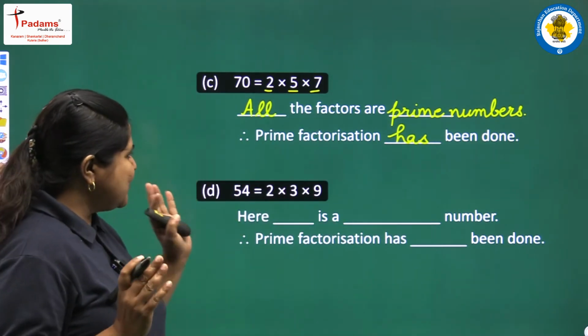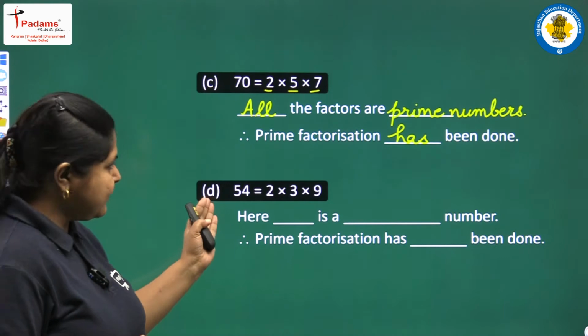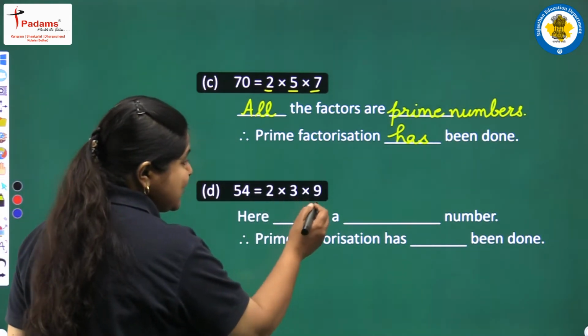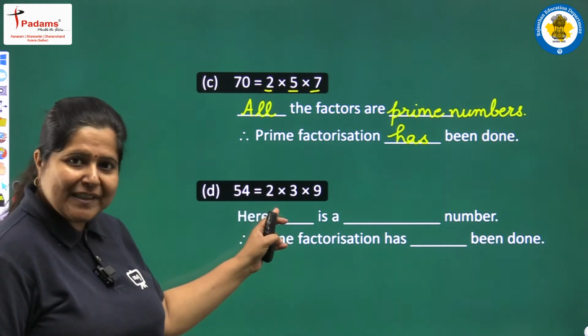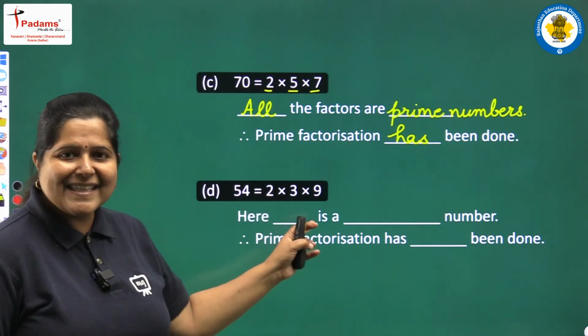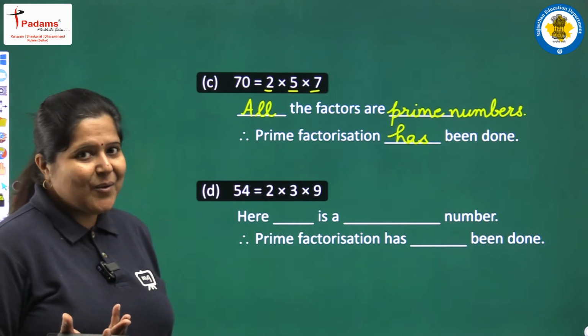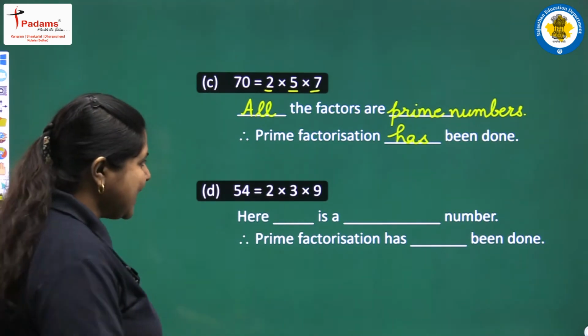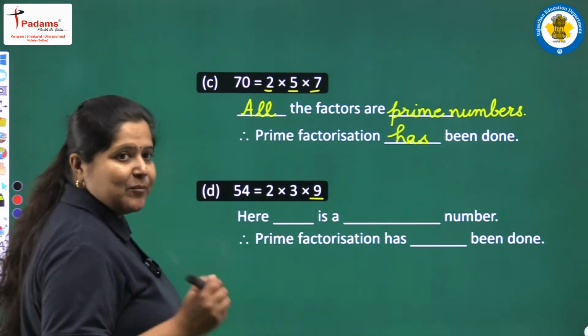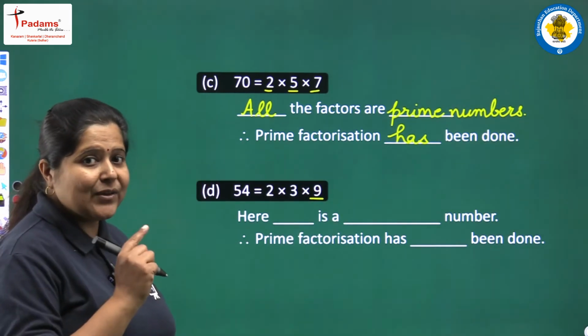Okay, it's very simple. Now we take this number 54 equal to 2 into 3 into 9. 2 is a prime number, yes. 3 is a prime number, yes. But is this 9 a prime number? No, it can be broken up further into 3 into 3. 9 in fact is a composite number. It has the factors 1, 3 and 9.